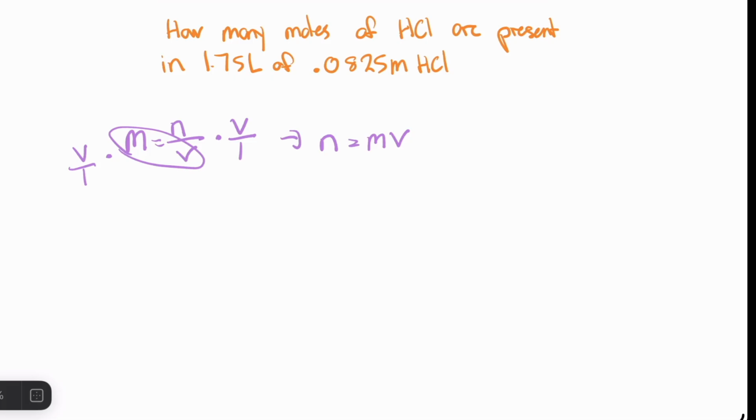V has to be in liters, and M is just in molar. So the number of moles is going to be our molarity, which is 0.0825, times our liters of solution, which they gave us explicitly as 1.75 liters. When we multiply them together, we get n is equal to 0.144 moles, and moles is just given as mol in lowercase abbreviation.